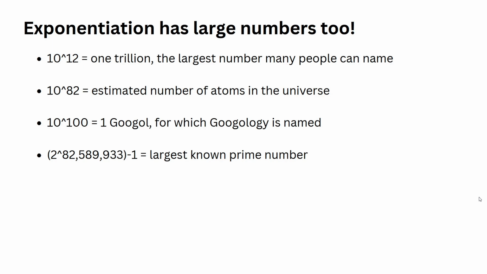And then to finish off our list, we have the largest prime number we know, at least as of the time I'm recording this video. It's got nearly 25 million digits, so to save time I haven't written it out. You're welcome.